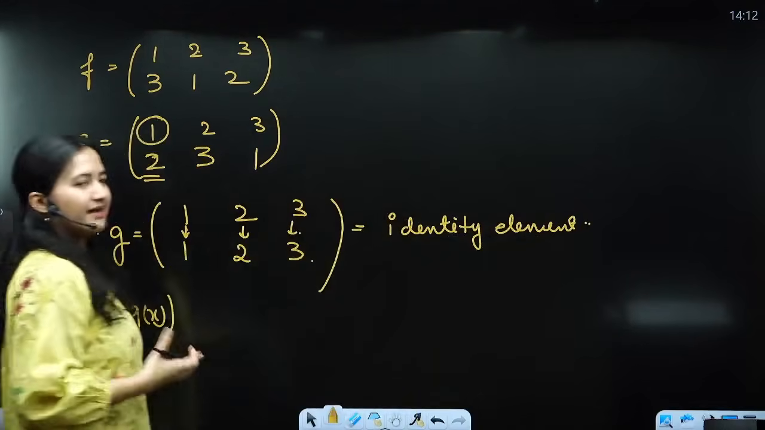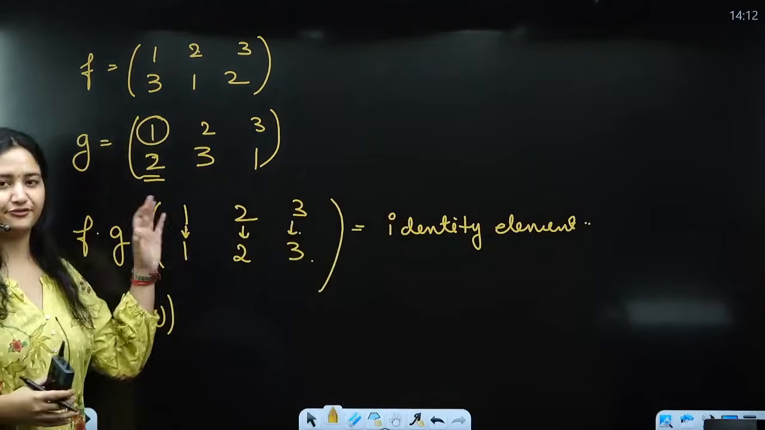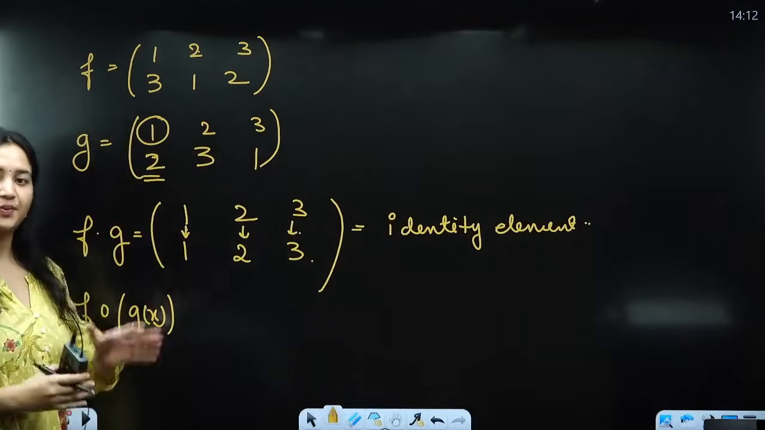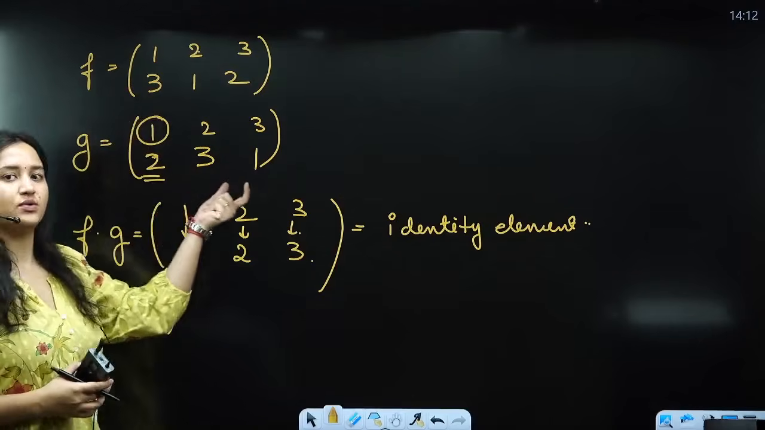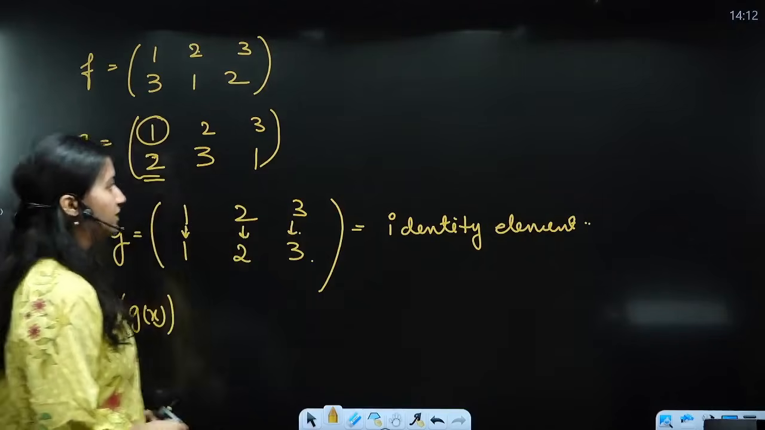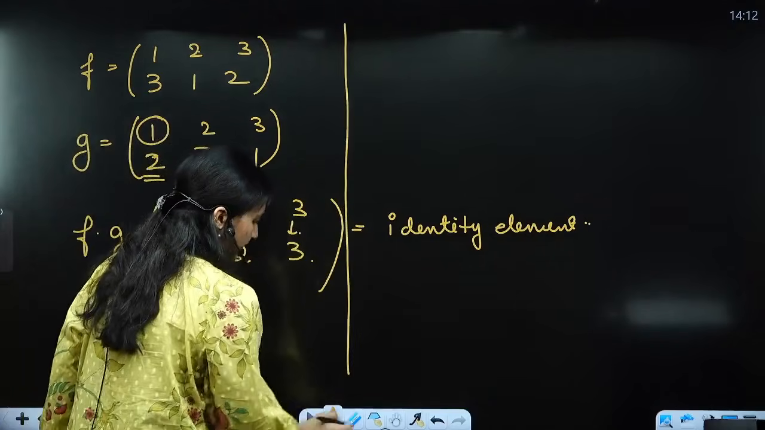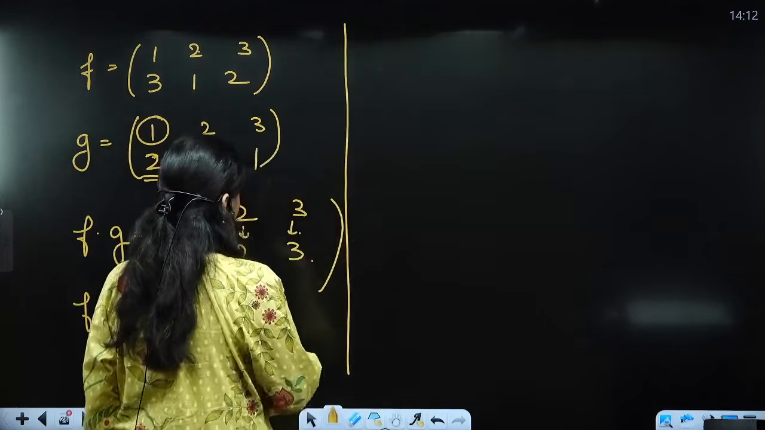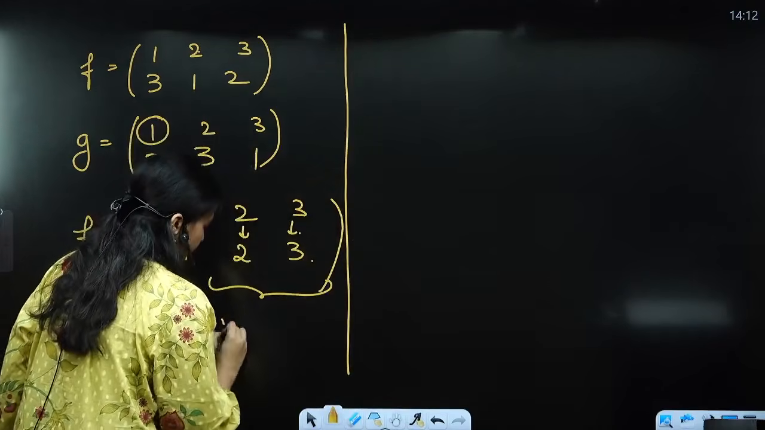Why did we get an identity element here? That is a totally different thing, right? But what is important here is to pay attention to how we are calculating f of g and g of f. Clear? Whenever you are multiplying two permutations, just be very careful. Let me write it here.